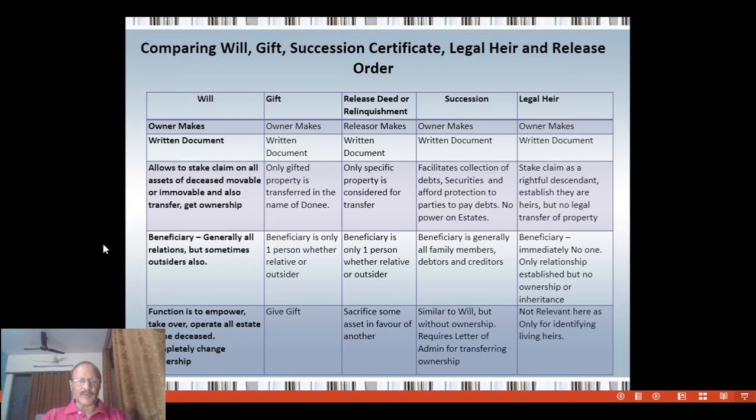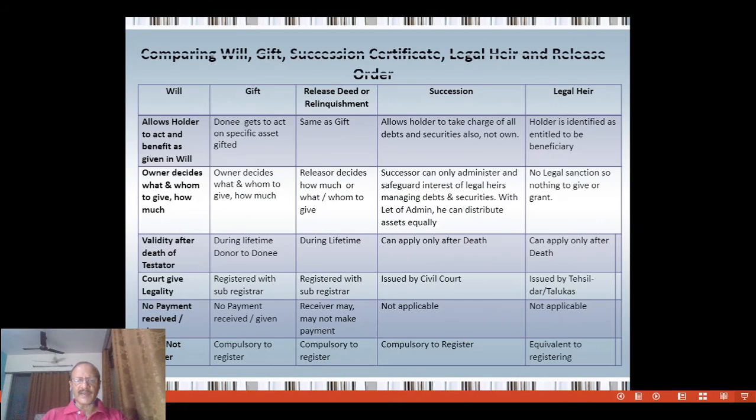Functions is to empower, to take over assets and operate everything. Gift is only to make a gift, and release is only, for certain purpose they give a release deed to meet that purpose. Succession certificate is similar to will but without ownership. For ownership it requires letter of administration while transferring. Legal heir, it's not relevant again. Allows holder to act and benefit as given will.